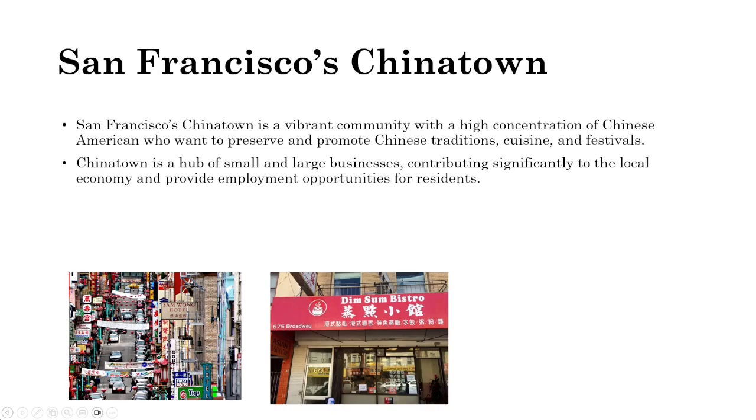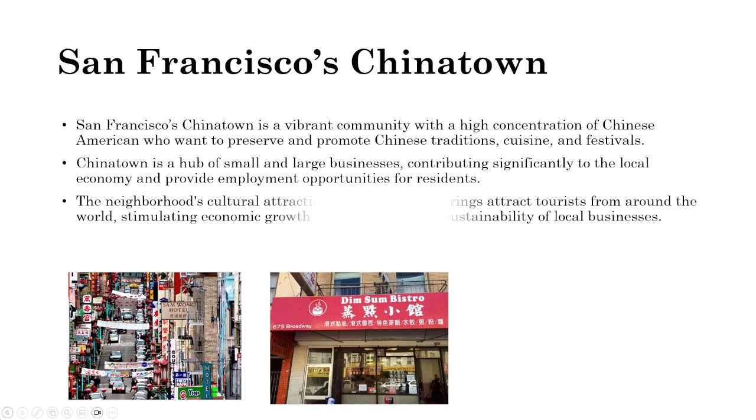for residents. Chinese history is also found here, since Chinatown historically served as a refugee center for people to escape the hostilities in China and possibly score in the California gold rush in the mid-19th century. So that's pretty interesting. The neighborhood also has cultural attractions, Chinese culture, and culinary offerings, restaurants that attract tourists, and of course, Chinese immigrants, foreigners. They come from all around the world, and this creates economic growth and supports the sustainability of local businesses.